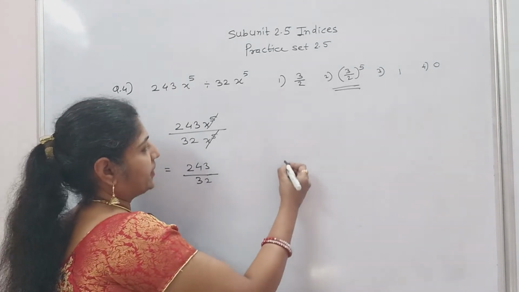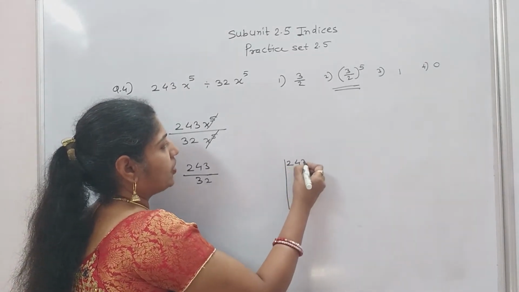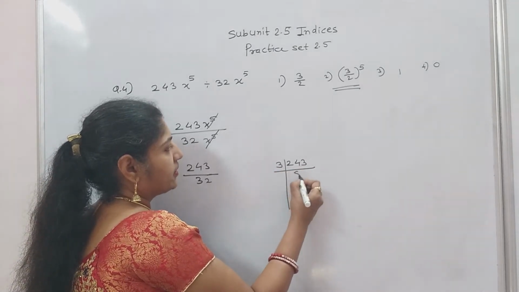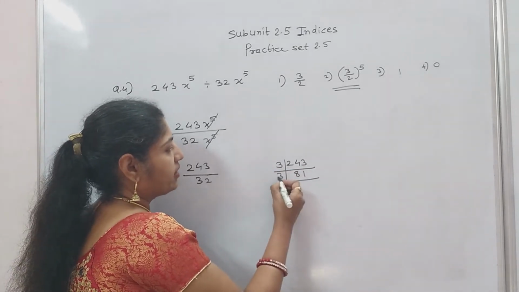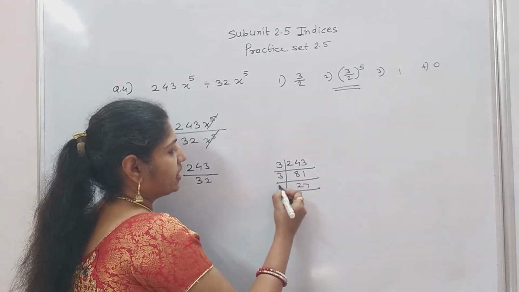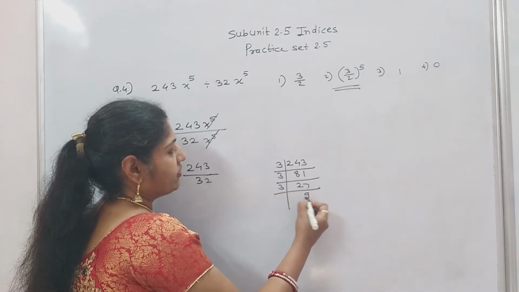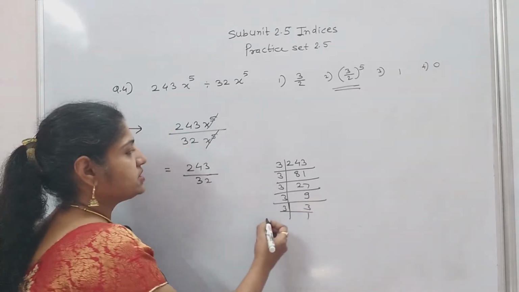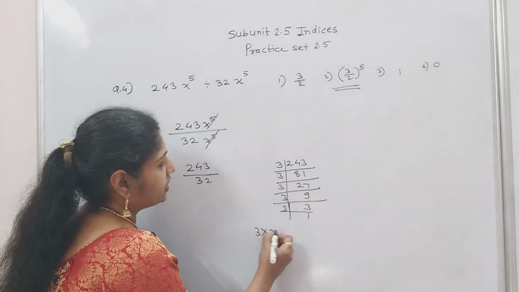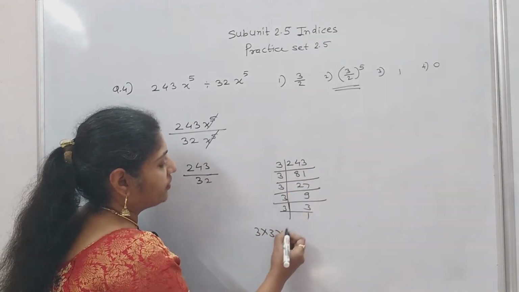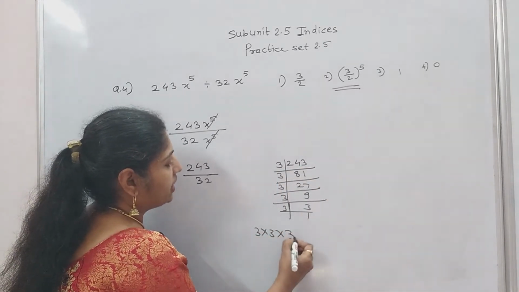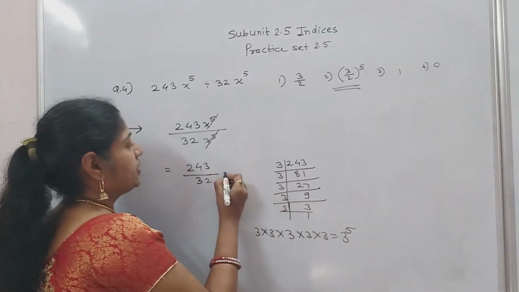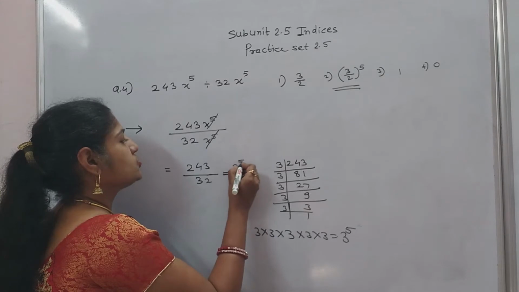So another way is to make the factors of 243. Divided by 3, 81. 81 divided by 3, 27. 27 divided by 3, 3 nines are 27, 3 threes are 9, 3 ones are 3. 3 into 3 into 3 into 3 into 3, 5 times. So the answer is 3 raised to 5.